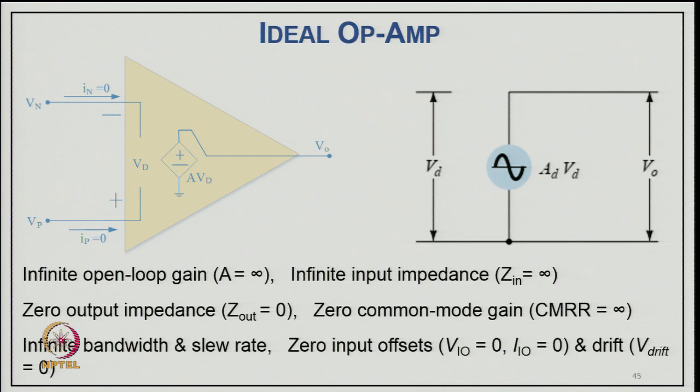That is typically an ideal operational amplifier. So we have infinite open loop gain, A equal to infinity, infinite input impedance, Rin equal to infinity, and zero output impedance, Rout equal to zero, so that there is no voltage drop. We also have zero common mode gain, that is CMRR is infinity, and infinite bandwidth or slew rate, zero input offset, that is VIO zero or IIO zero, and drift is also zero. That is the requirement of an ideal operational amplifier. These parameters we have already defined while discussing the operational amplifier equivalent circuit, the symbolic diagram and the terminology.